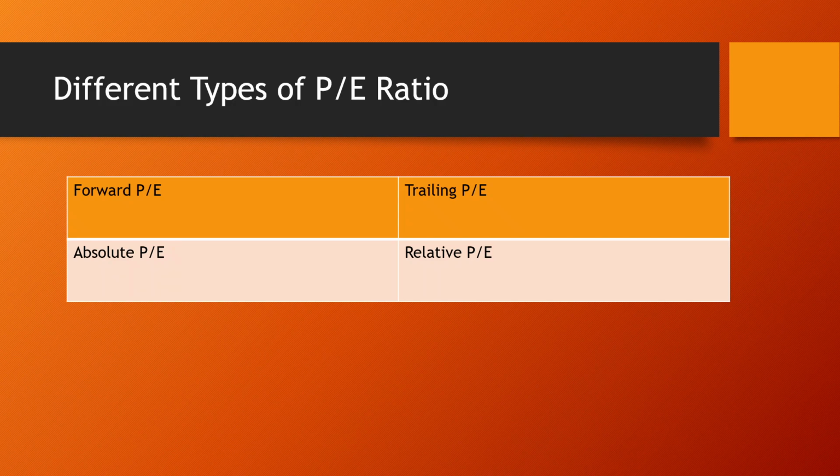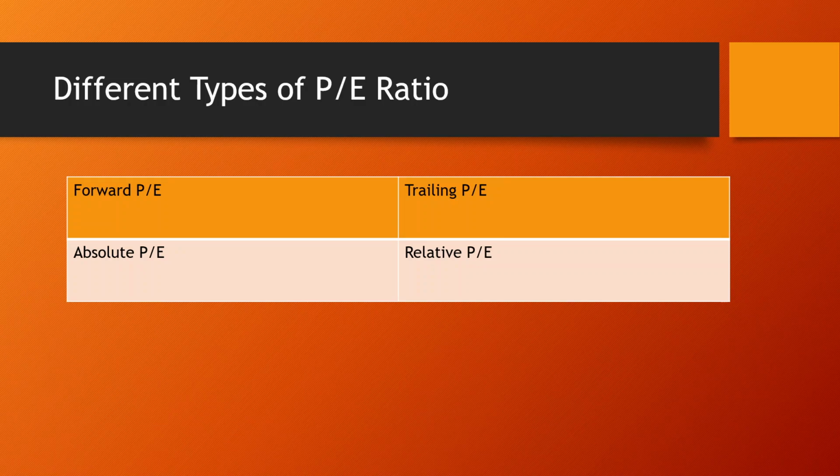Like I said, we're going to be getting into four different types of PE ratio today. We have the forward price to earnings ratio and the trailing price to earnings ratio, and those two go together. And then you have the absolute price to earnings ratio and the relative price to earnings ratio, and those two are variations of themselves basically.